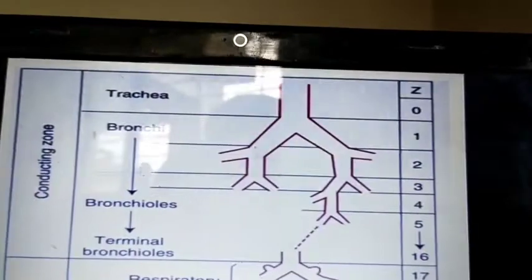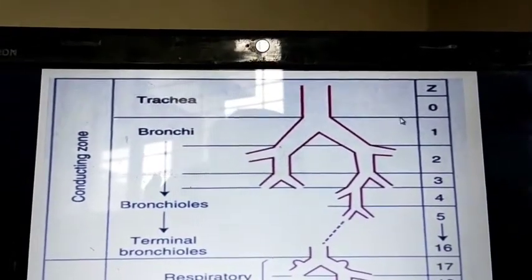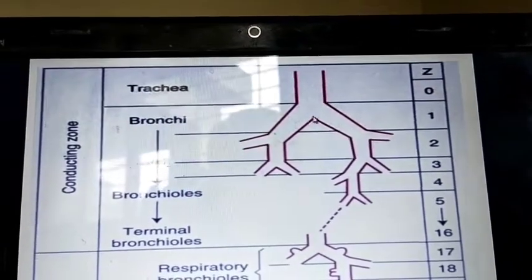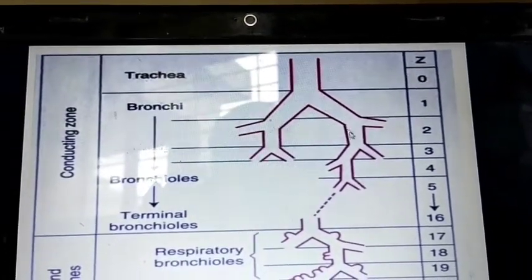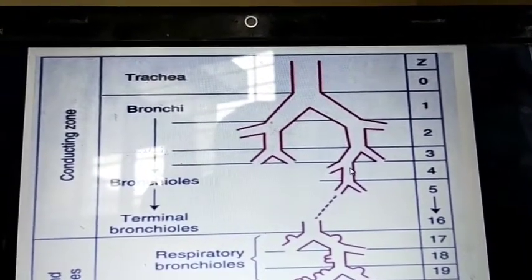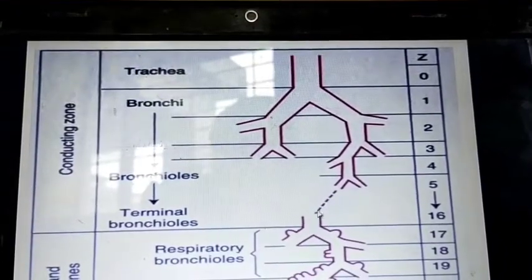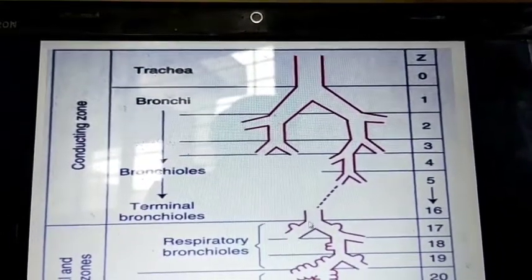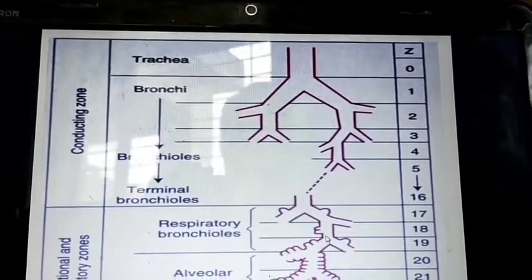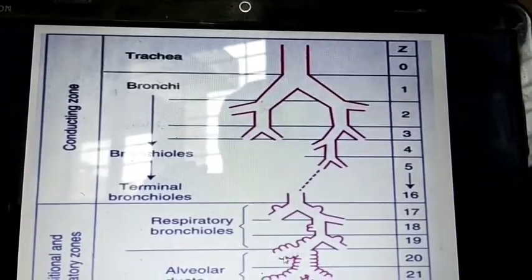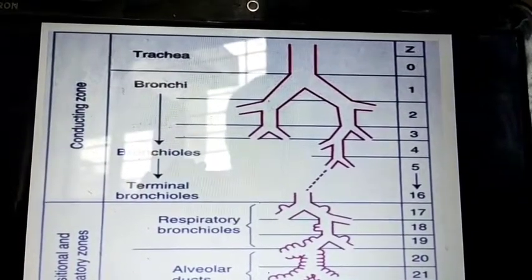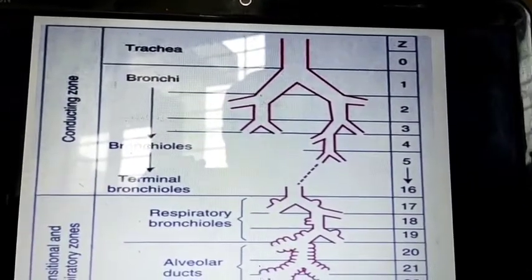You can see here in this picture, this is the trachea first, which divides into the principal bronchus, right and left side. That bronchus further divides into bronchioles, and those bronchioles further divide into terminal bronchioles. The terminal bronchioles further divide into respiratory bronchioles, and the respiratory bronchioles have attachments with the alveolar ducts, and the alveolar ducts contain the alveolar sacs, and the alveolar sacs contain the alveoli.